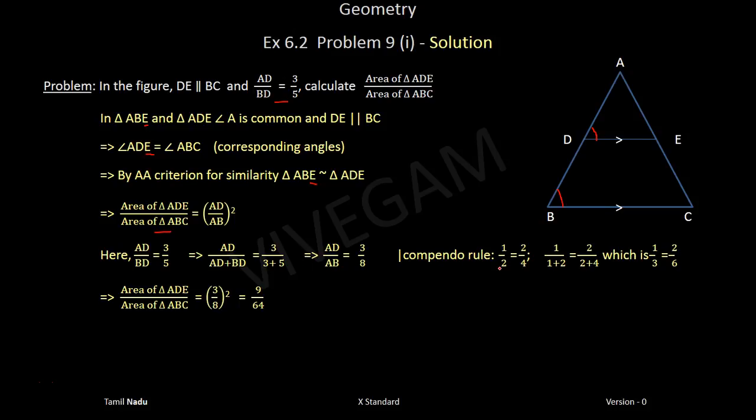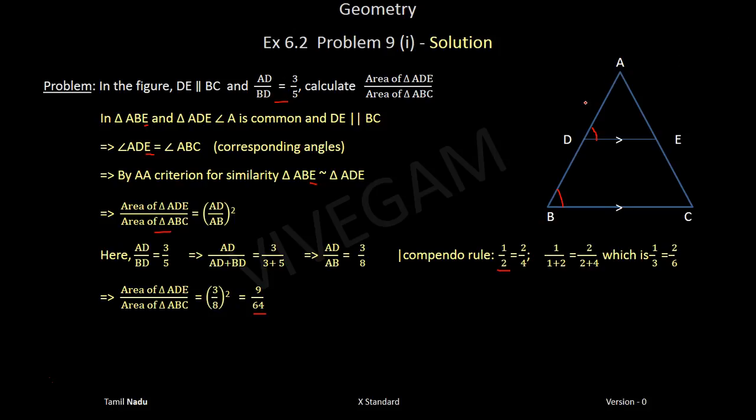That is known as compounder rule, which I'll show you by an example here. So, you will get AD, and what is AD plus BD? AD plus BD is nothing but AB, right? So, AD by AB equal to 3 by 8, and that is what you want. So, the ratio of the areas, that is area of triangle ADE divided by area of triangle ABC, equal to AD by AB the whole square, that is 3 by 8 the whole square, that is 9 by 64. So, the ratio of the areas of the two triangles is 9 by 64. Okay.